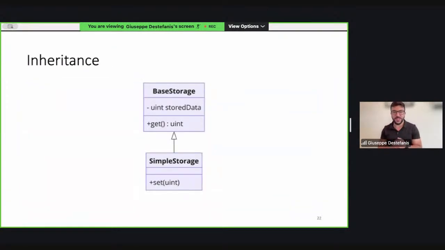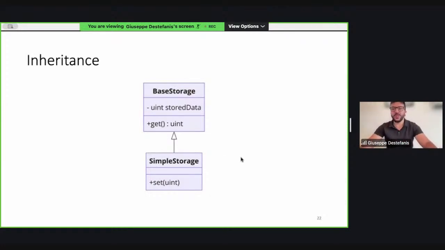This is the UML representation. It's called UML representation, I'm forcing this because I'm representing 2 contracts here. We don't have UML for smart contracts, we can force it a little bit. So we have base storage, and we know that simple storage is inheriting from base storage. This is the meaning of the arrow that I have here.